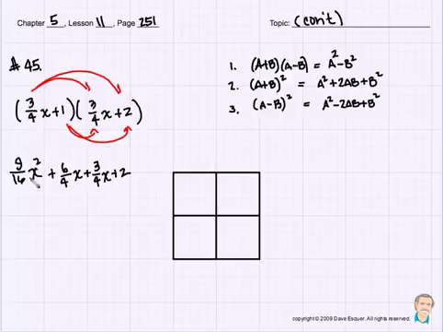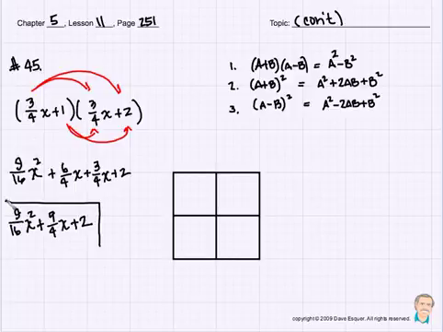Let's make sure we did that right. 3 times 3 is 9. 4 times 4 is 16. X times x is x squared. Outside terms, 6x divided by 4. Inside terms, 3x divided by 4. And last terms is 2. If we combine like terms, we end up with 9/16 x squared plus 9/4 of an x plus 2. So I think there's our answer. Oops, kind of wiped out the 16 there.